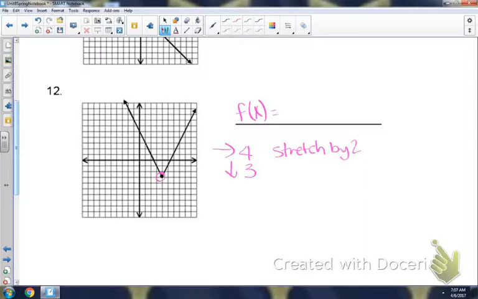So it's absolute value, so we're going to go right 4. So that's x minus 4 inside your absolute value bars. Down 3, so that's minus 3 on the outside, and you're stretching by 2. So you need to put that 2 in front. Okay, so this is going over absolute value graphs and also linear.